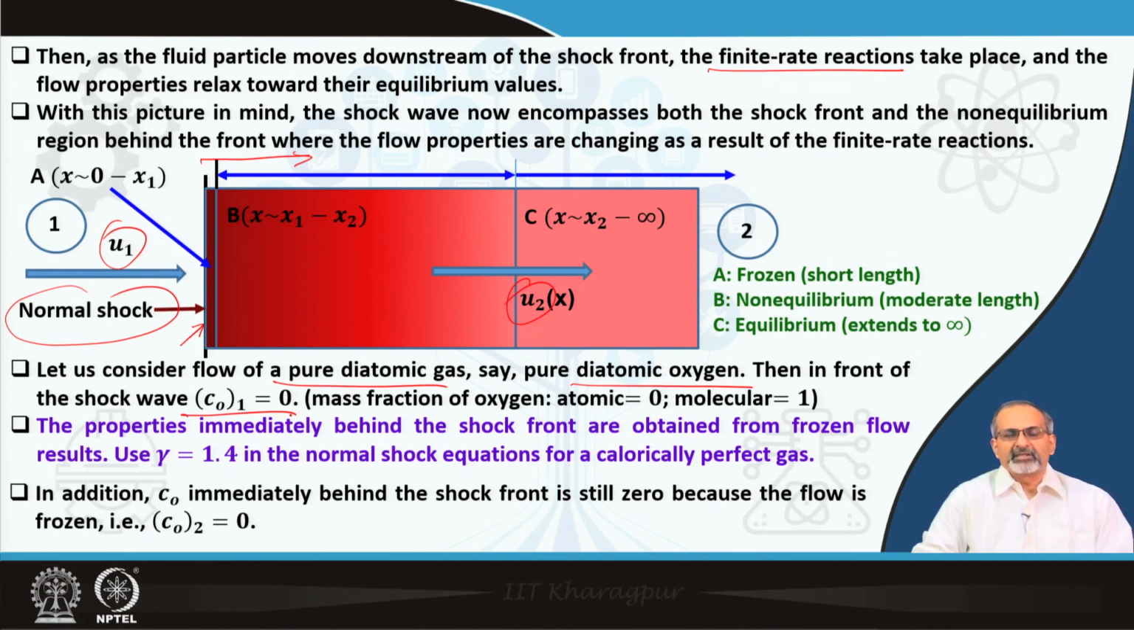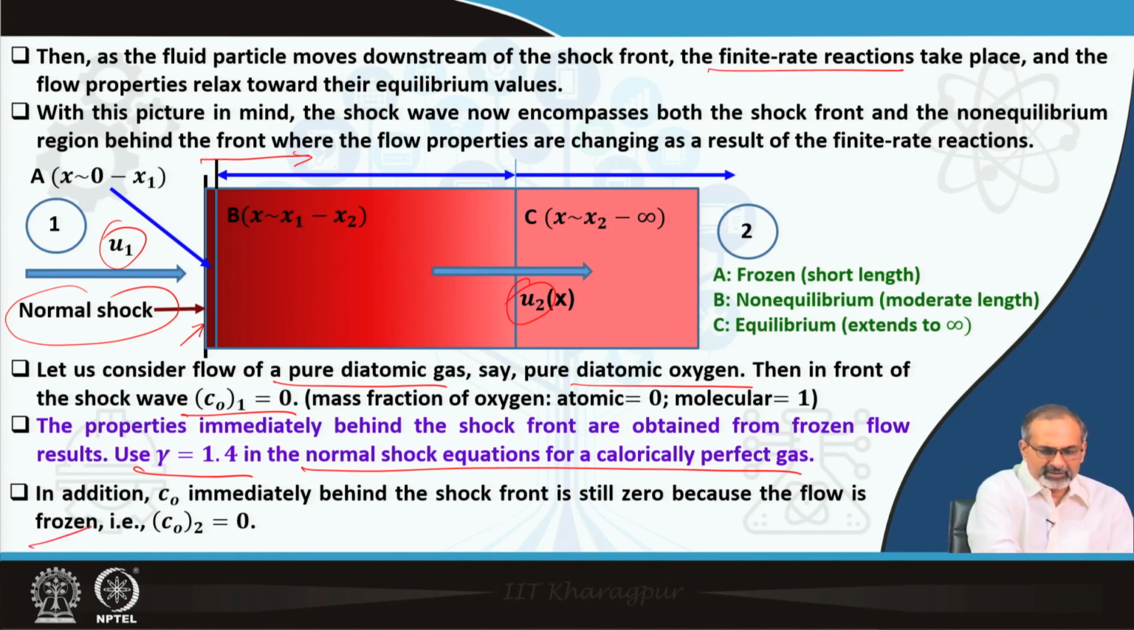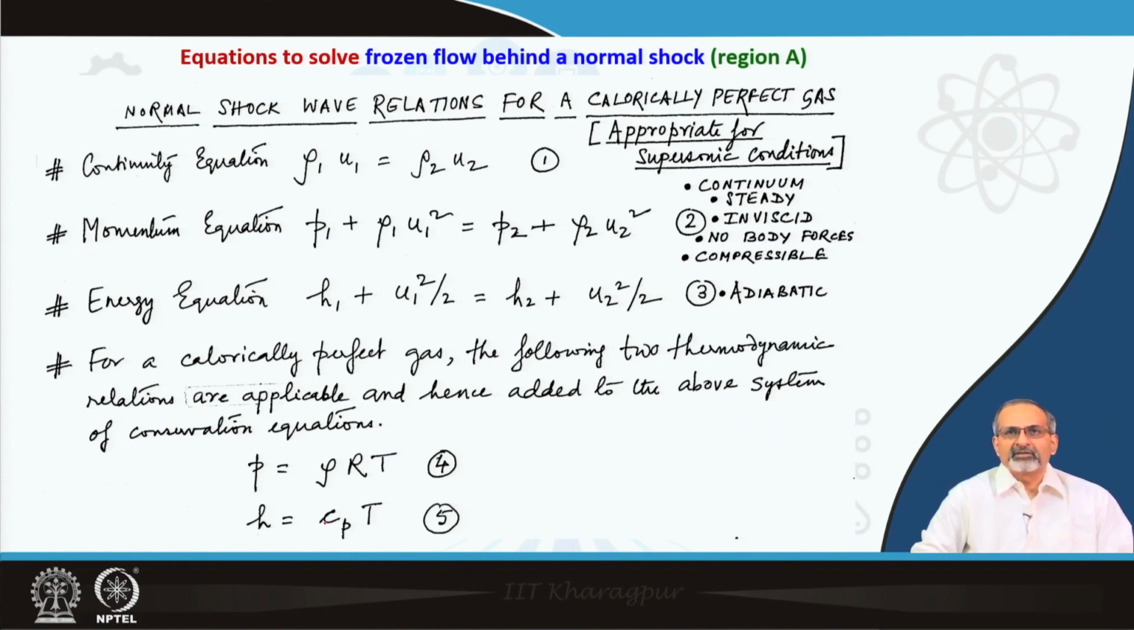The properties immediately behind the shock front are obtained from the frozen flow results. So, you essentially use gamma equal to 1.4 in the normal shock equations for calorically perfect gas to obtain the properties in region A. And the atomic oxygen mass fraction immediately behind the shock front is still 0 because the flow is frozen, as we said. There are no reactions which have occurred, and therefore, the mass fraction is 0 in region 2 to begin with. And then in the frozen region, which we are calling region A, of course, we would have the normal shock relations for a calorically perfect gas.